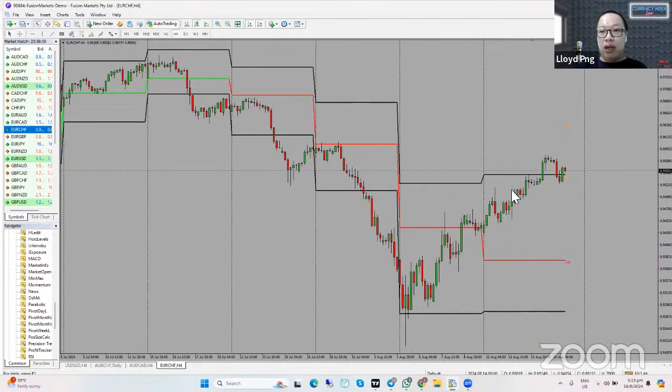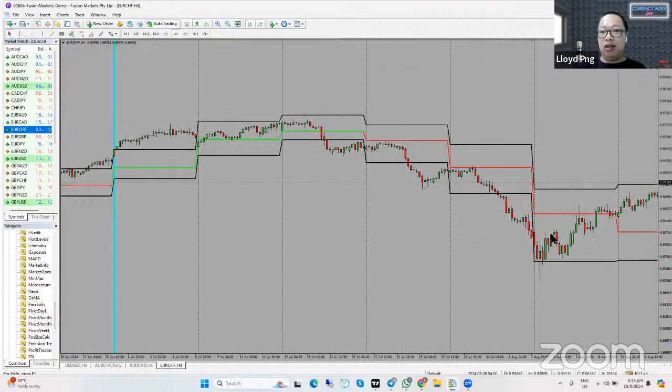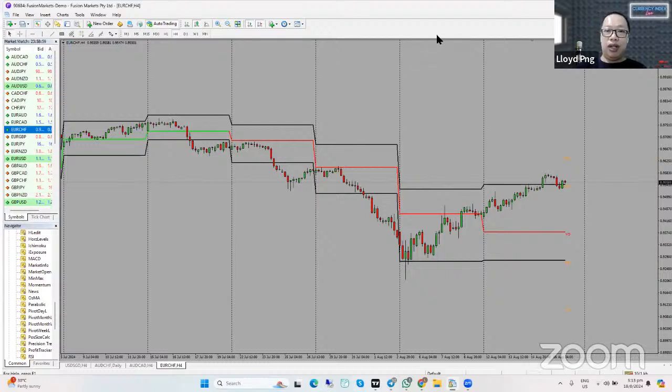So Euro Swiss, what I'm waiting for similarly is for price to break the support level before I can trade downwards. If it doesn't, then go for a normal trend trading move. If it does, then yes, this is something I'm willing to let run. So that's all there is to it. That's how I do my first retracement trade.